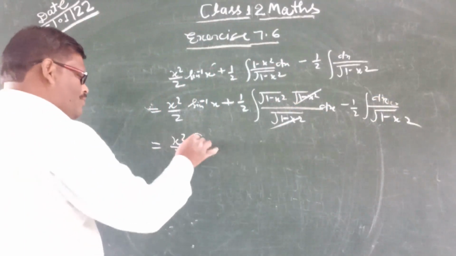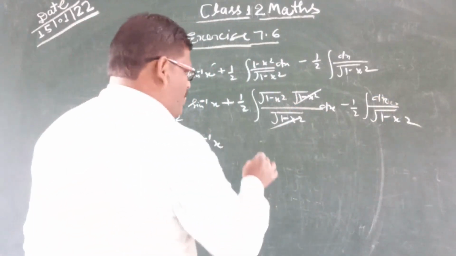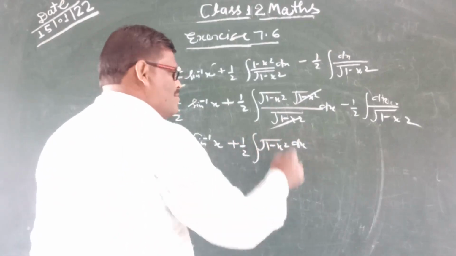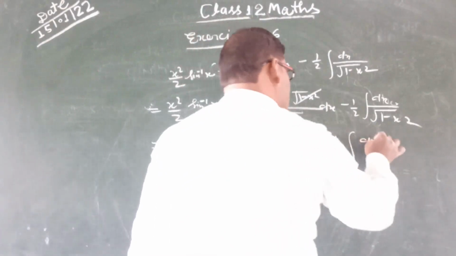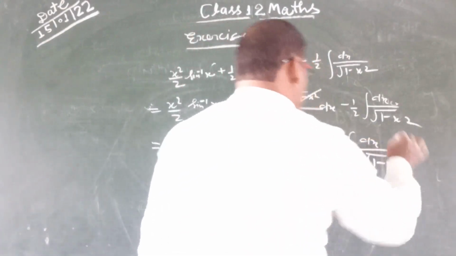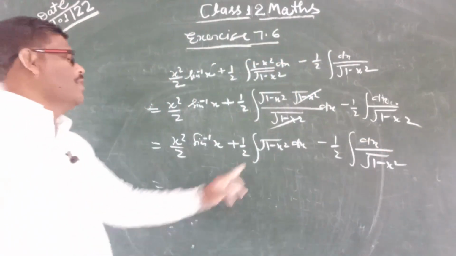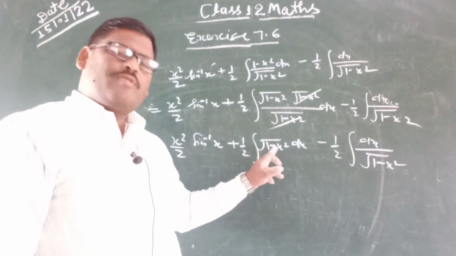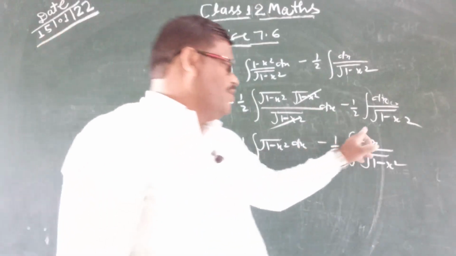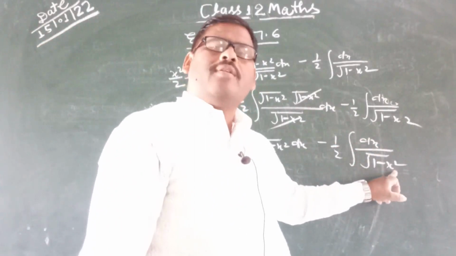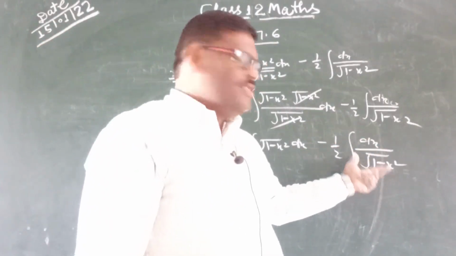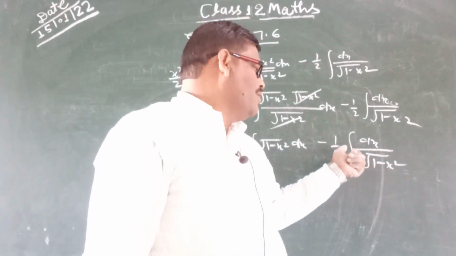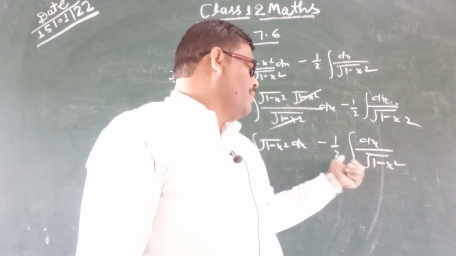x square by 2 sin x plus 1 upon 2 integration of 1 minus x square dx, minus 1 by 2 integration of dx by under root 1 minus x square. Parents, here this is equal to under root a square minus x square. You can apply the formula for dx upon under root a square minus x square, that is sin inverse x. But it is negative, so you can write cos inverse x also. Clear?